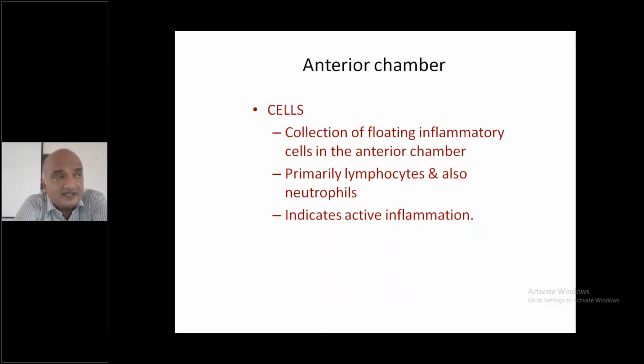KPs do not indicate active inflammation; they just tell whether this is acute or chronic. But cells and flare will tell us whether the inflammation is active, whether it is acting now or not.